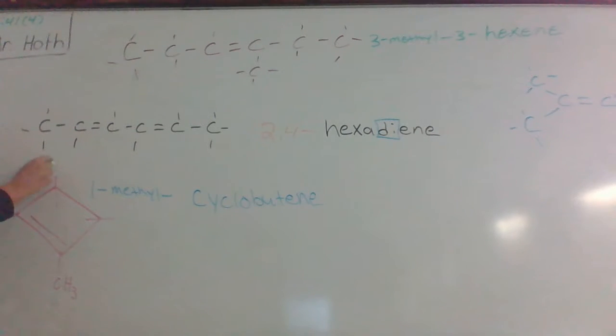So if we had this methyl group back up here and took this off, then we're going to have 3-methylcyclobutene, because we're not going to go in this direction to give us 4. We're going to start down here, 1st, 2nd, and 3rd. That would be 3-methylcyclobutene.